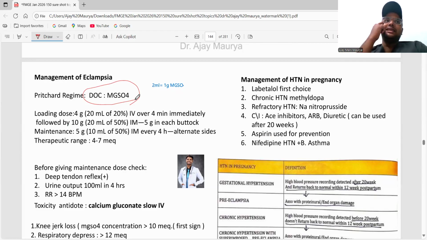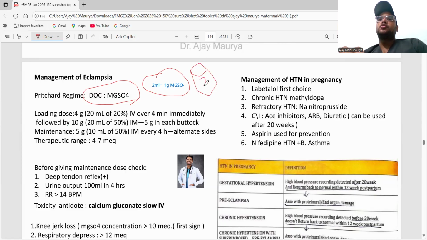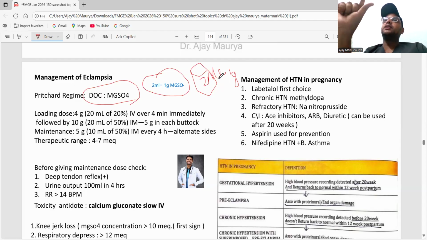See here, in 1 ampule of MgSO4 there is a total of 2 ml solution. How many grams does the 2 ml solution have? It has 1 gram of MgSO4. It means in this ampoule there is 2 ml of solution, and in that there is 1 gram of MgSO4. What is the loading dose here? It is 4 grams IV over 4 minutes immediately.